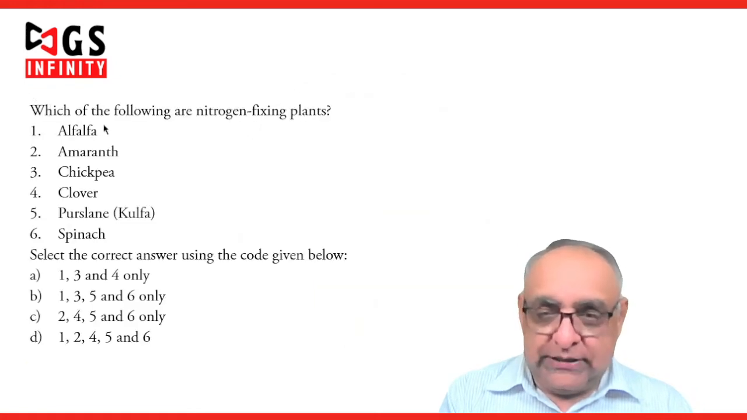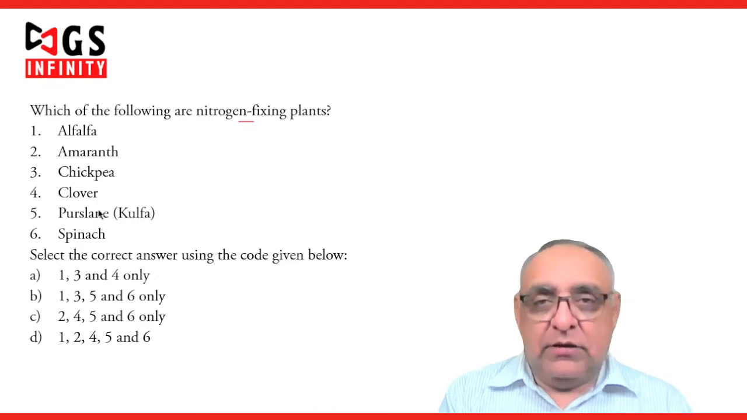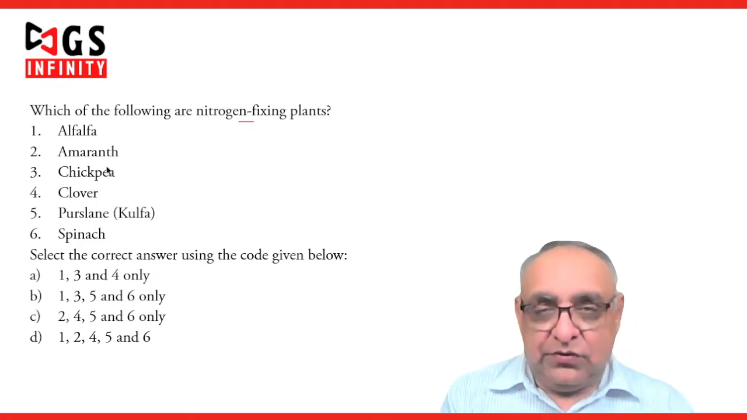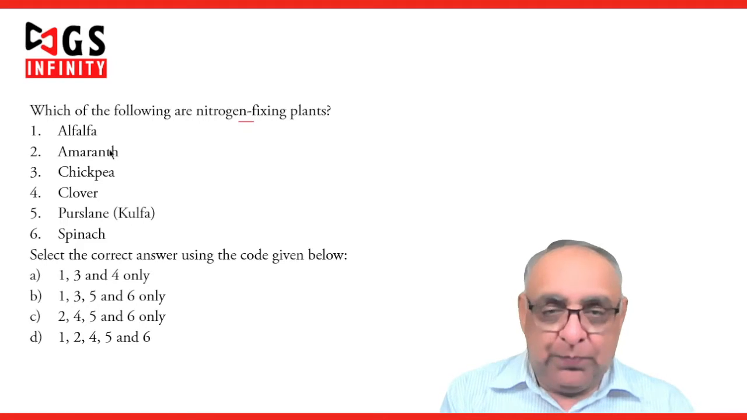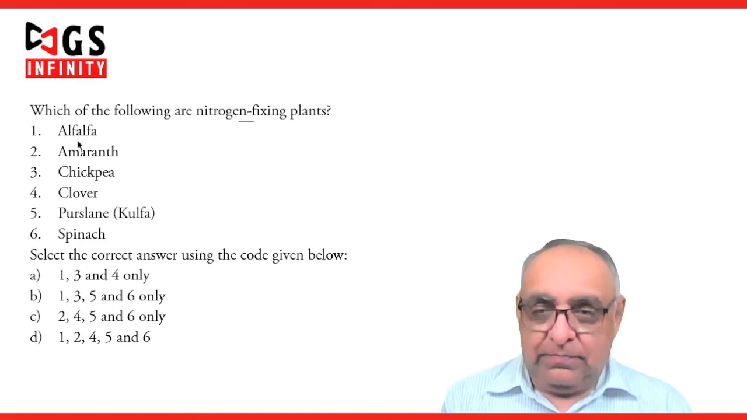So, the question is, which of the following are nitrogen fixing plants? Names of 6 plants are given here, and we have to find which of the 6 plants do nitrogen fixation. So the names of the plants are Alfalfa, Amaranth, Chickpea, Clover, Purslane or Kulfa, and Spinach. Select the correct answers using the codes given below.